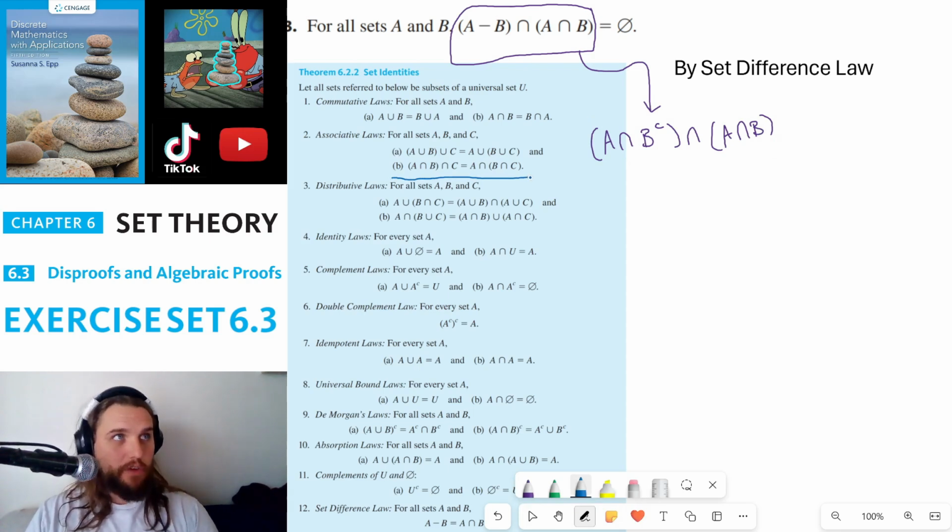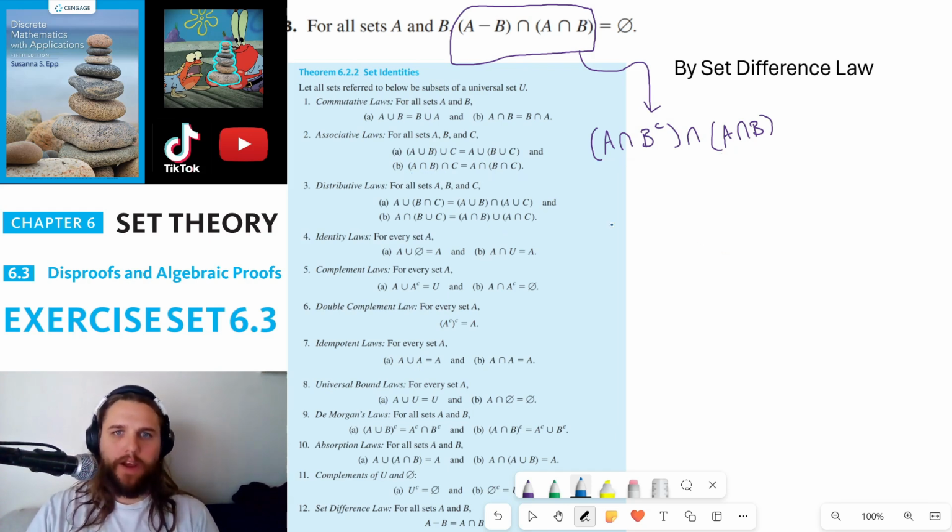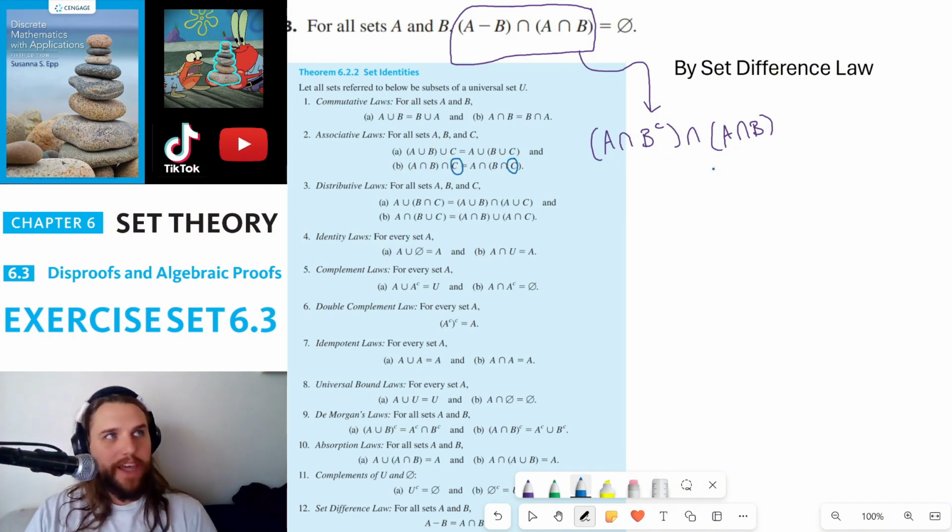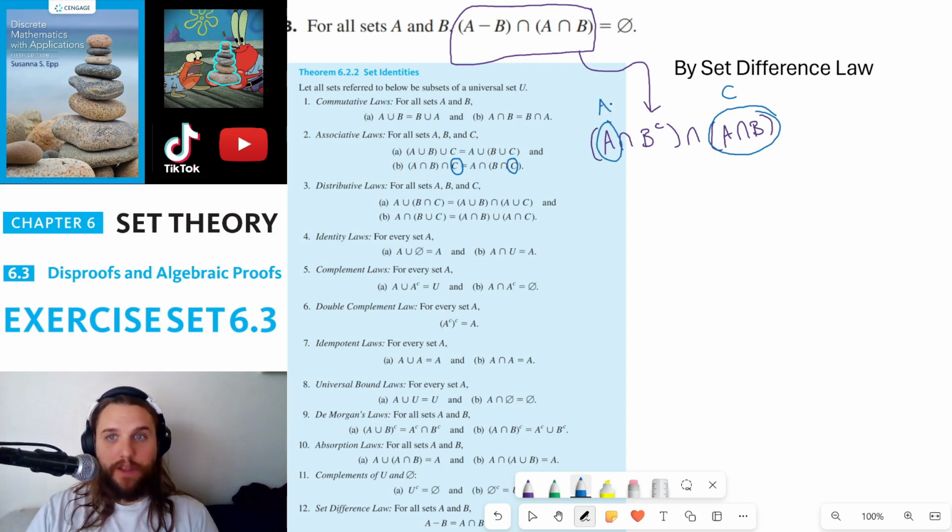But we have to be careful because in the associative law, there's only one pair of parentheses, whereas in our current expression, there are two pairs of parentheses, which means that one of these pairs of parentheses is going to have to act as the C here. I don't think it's going to matter which one is our C, so I'm going to say this is the C in the formula. This is still going to be the A in the formula, and this is going to be the B in the formula.